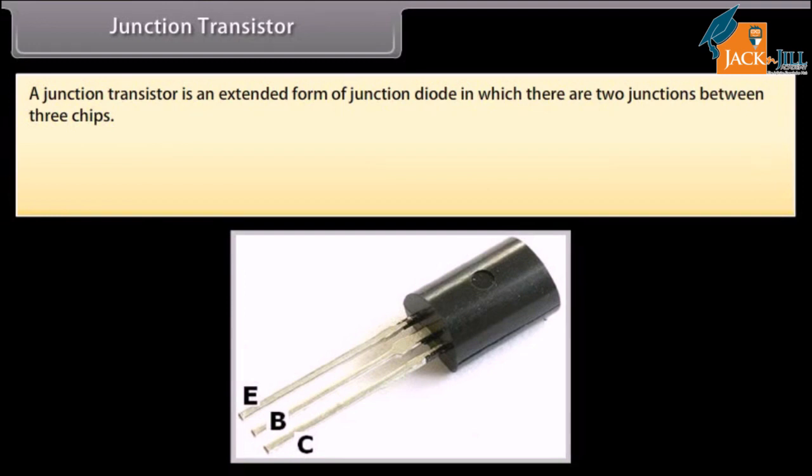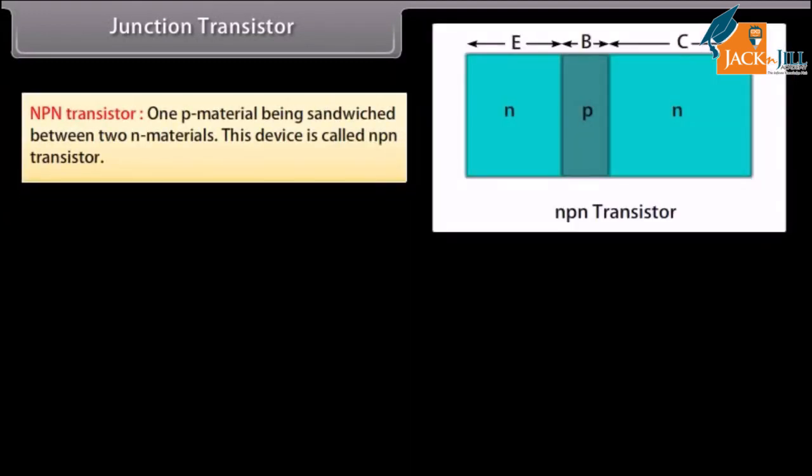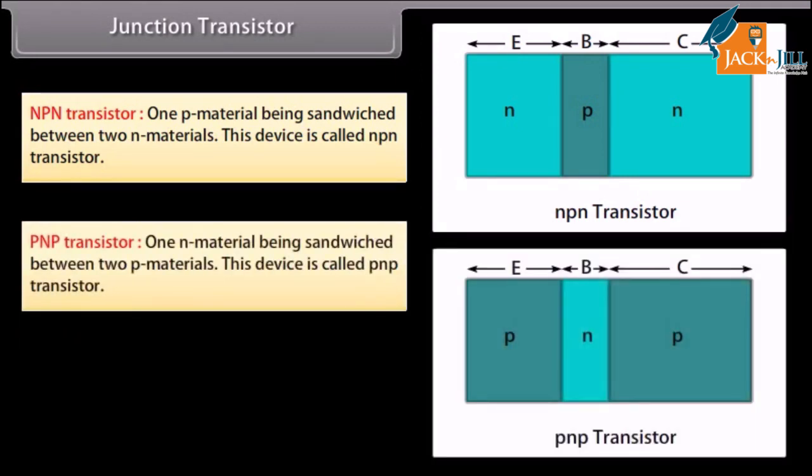Junction transistor. A junction transistor is an extended form of junction diode in which there are two junctions between three chips. There are two kinds of transistors: NPN transistor and PNP transistor. In an NPN transistor, one P material is sandwiched between two N materials. This device is called an NPN transistor. In a PNP transistor, one N material is sandwiched between two P materials. This device is called a PNP transistor.